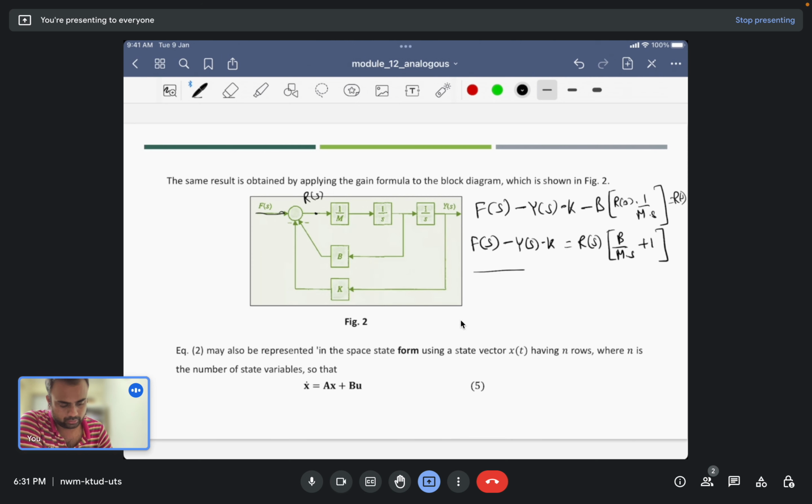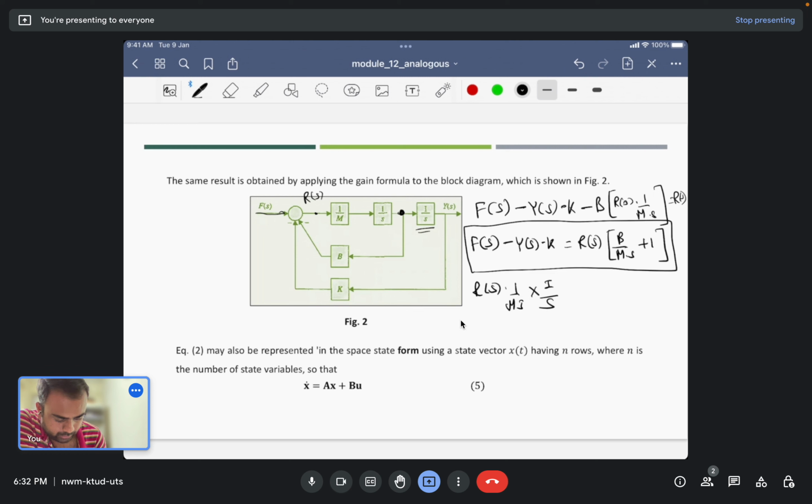So this is the relation here between F of s and R of s, but we also know a relation between R of s and Y of s. So let us find the relation between F of s and Y of s. So at this point we have R of s into 1 by ms times 1 by s is equal to Y of s. So this is a straight loop, no feedback loop is given after the R of s part.